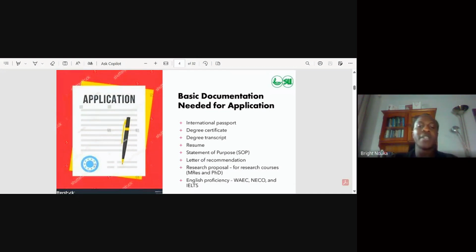And then a research proposal. Now, a research proposal is needed for research courses like Masters by Research, that's what I mean by MRes, and a PhD program. If you are going for a Masters by Research program, let's say you want to come to the UK, because currently the United Kingdom has a law. They changed the law in 2023 that you cannot bring in dependents if you are coming for a normal master's. Let's say you are married.